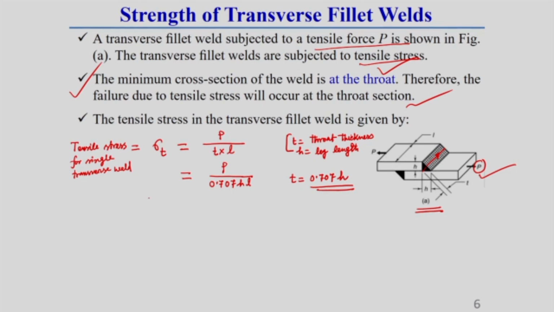So, here what can we write? Here we can get P equal to 0.707 sigma T into H into L. This is called the strength equation for a single transverse weld. Now, we know in case of a transverse weld there should be two welds, then only your structure will be in proper design, or it will not fail. Generally in case of a transverse weld there should be two transverse welds.